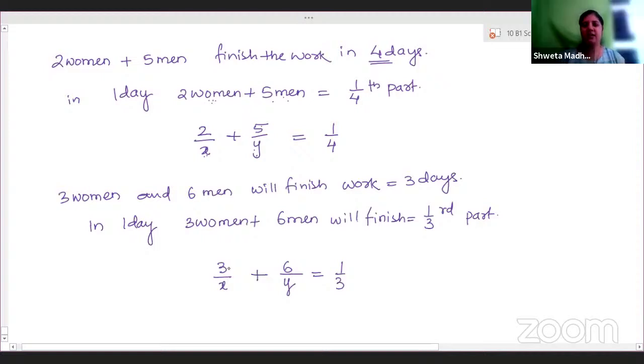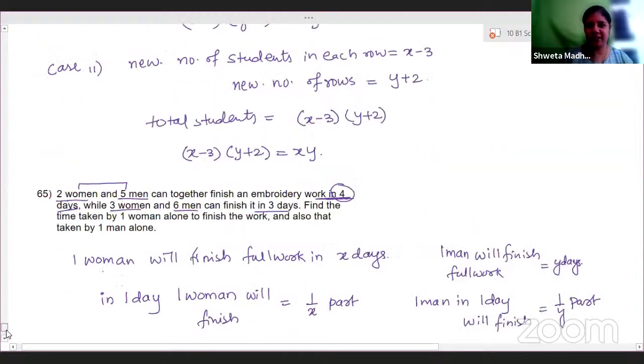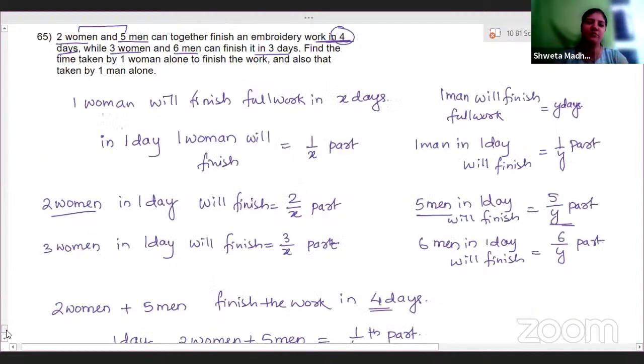Understand this and remember it, and then solve these equations. All these sentences you have to write every time in the exam. This is the first case, 2 women and 5 men, and the second case, 3 women and 6 men. The 70th question is also the same type, a similar one.